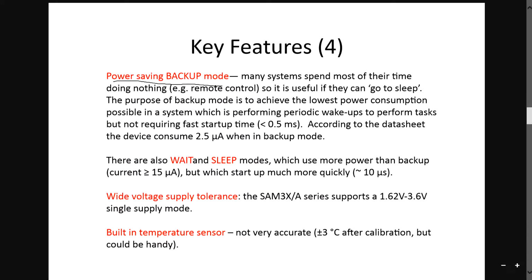Power saving backup mode means what? I have system A and system B. If I only use system A and B is running, then it's wasting energy, right? So power saving backup means that if I run system A, I want system B to sleep so that I can save power, giving the lowest power consumption. Voltage supply tolerance allows a better voltage supply range. The microcontroller can also sense a certain temperature, maybe used for other applications.